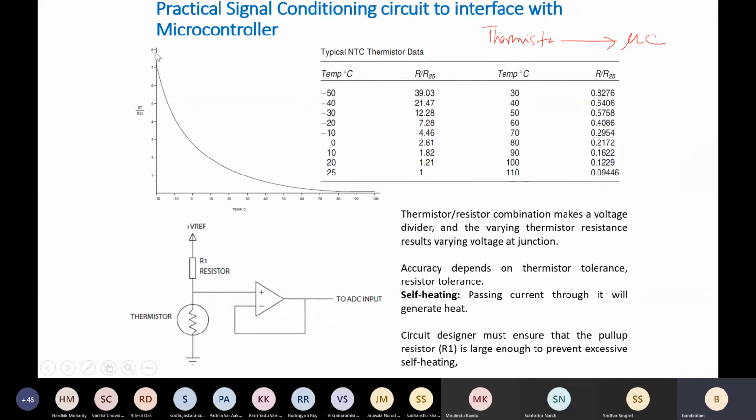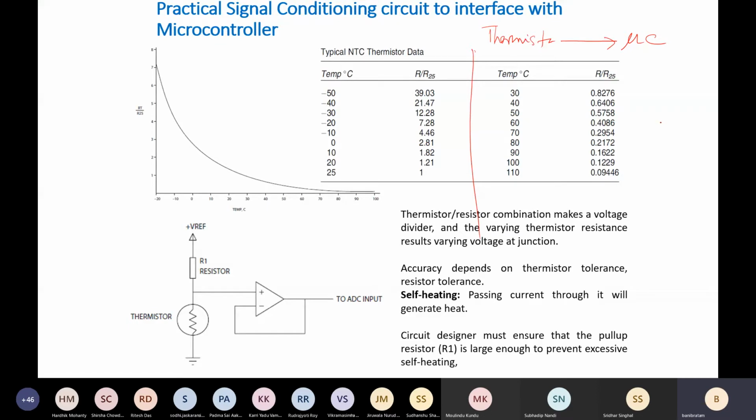So you remember this thermistor is very highly sensitive but highly nonlinear, and typically it follows this exponential nonlinearity curve. Fine. And here is some typical thermistor data sheet where temperature versus resistance is shown. Okay. So this is one temperature versus resistance, minus 50 degree. The resistance ratio is 39. Likewise here, minus 50 to 110 degree. The corresponding resistance ratio is shown.